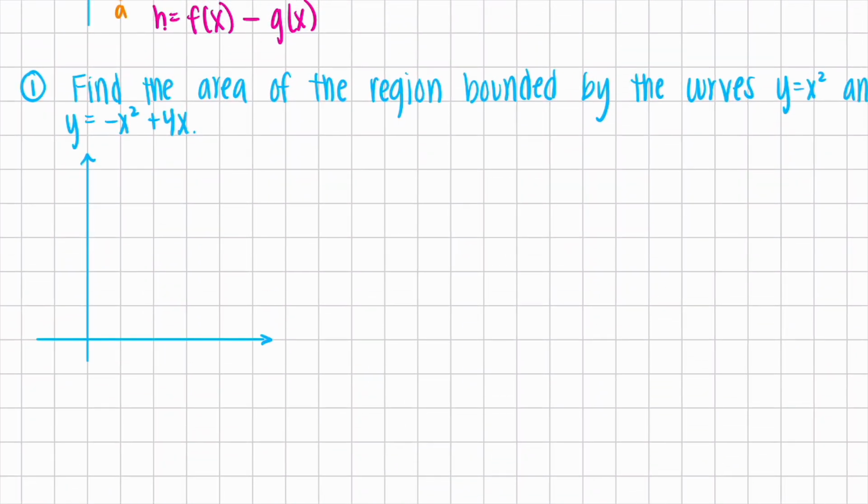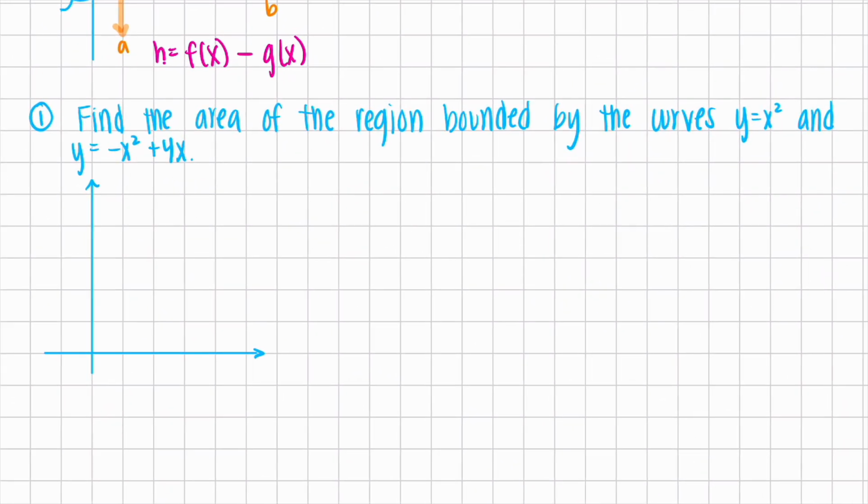Let's do a few examples. Let's try to get it all on the screen. So let's start with number 1. This says find the area of the region bounded by y equals x squared and y equals negative x squared plus 4x. So sometimes they will give you a picture of the graph so that you can see what you're doing, and sometimes they won't. When they don't, you want to start by finding points of intersection. So we're going to do that first.